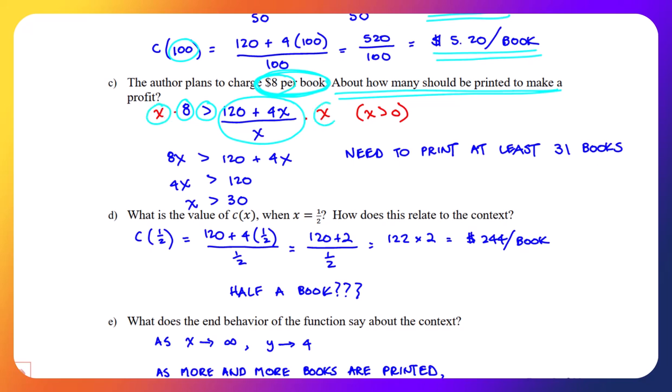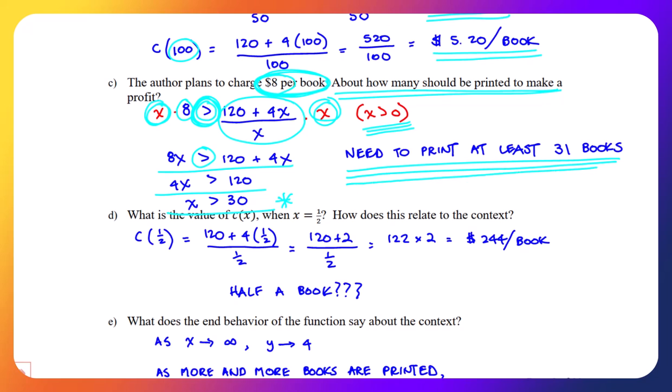I multiply both sides by x. Now that's dangerous because this is an inequality. If x is negative, I have to switch the inequality from greater than to less than. But x represents the number of books. So the number of books is always going to be positive. So I can multiply both sides by x and keep it as greater than. Subtract 4x from both sides, divide both sides by 4. So to be profitable, I have to print more than 30 books. So let's say it's at least 31 books to make a profit.